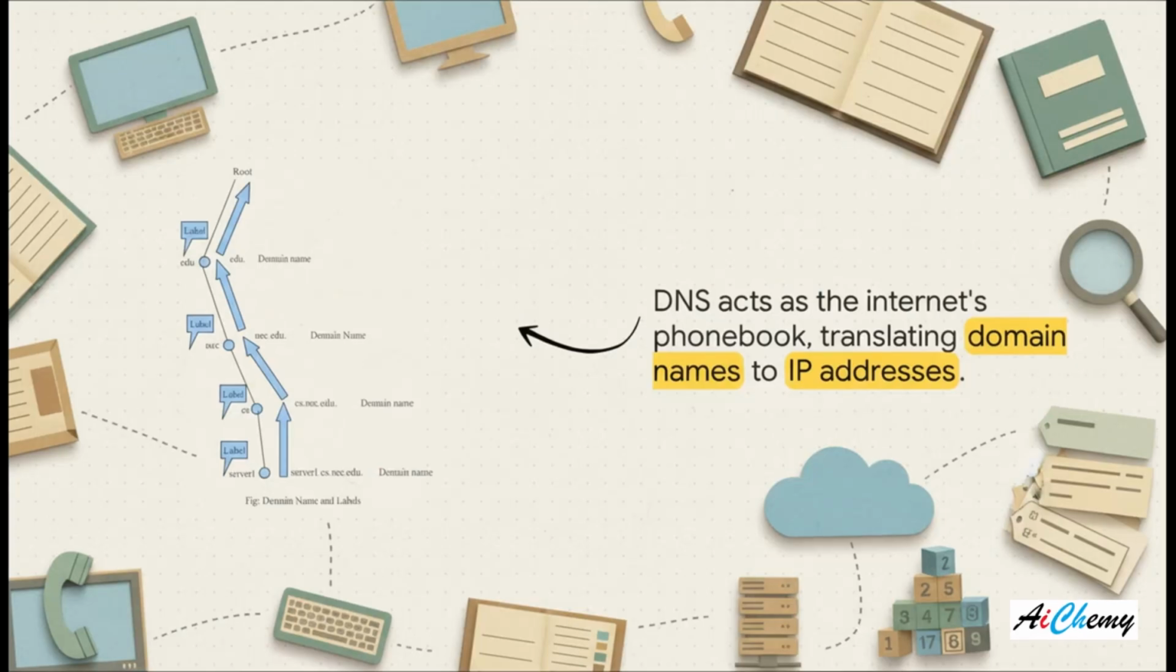And then there's DNS, the domain name system. See, computers talk in numbers, these long IP addresses, but we're human. We remember names like nec.edu. DNS is basically the internet's phone book. When you type in a web address, your computer asks a DNS server to look up the matching IP address so it knows exactly which machine on the network to talk to.